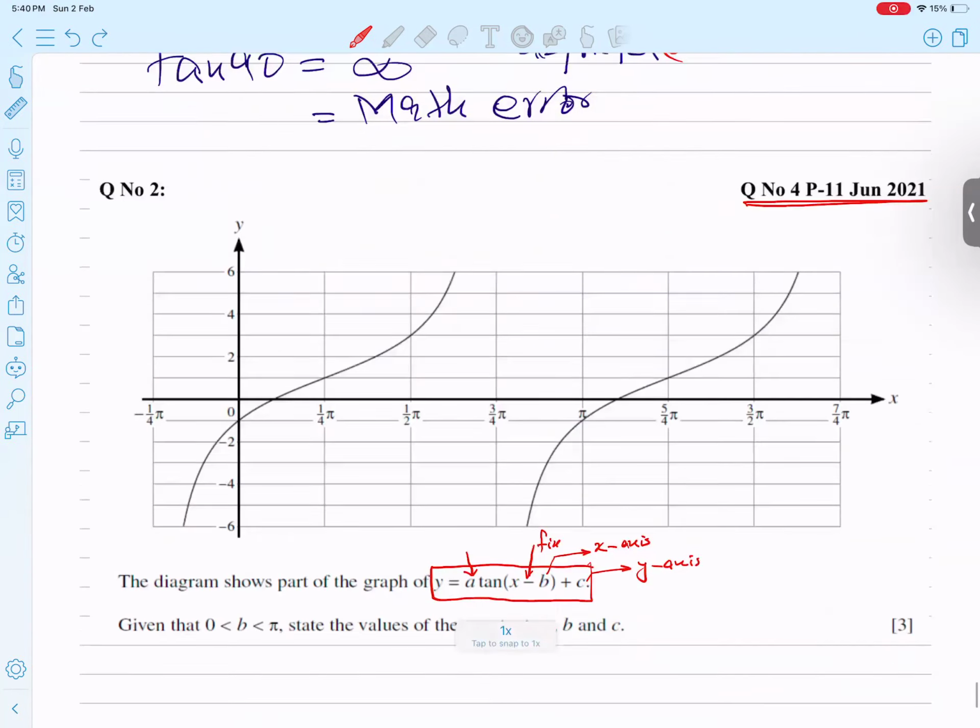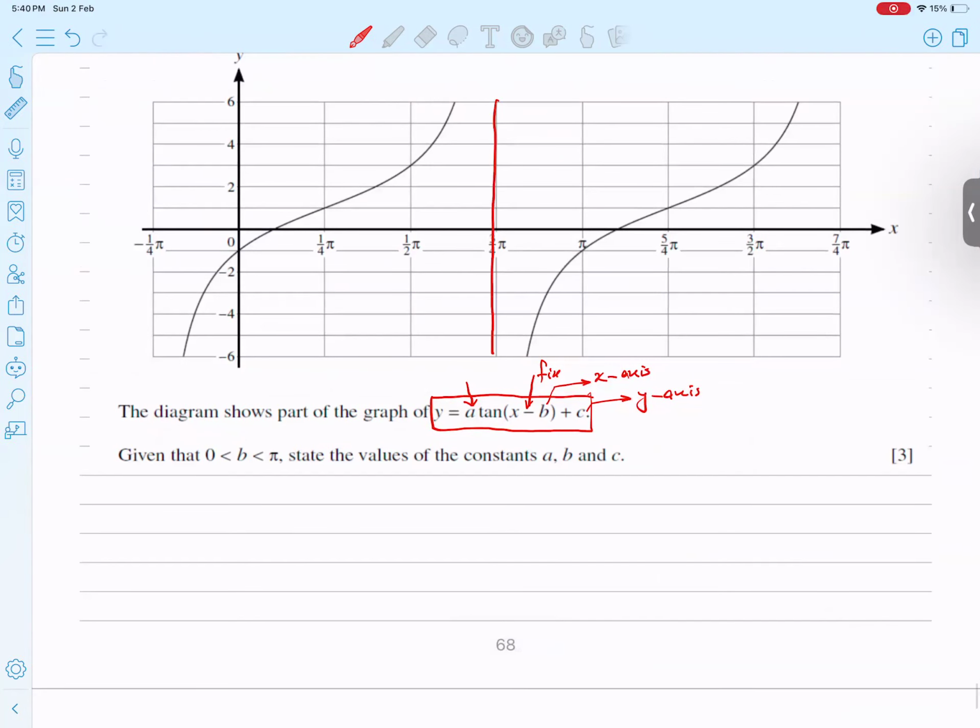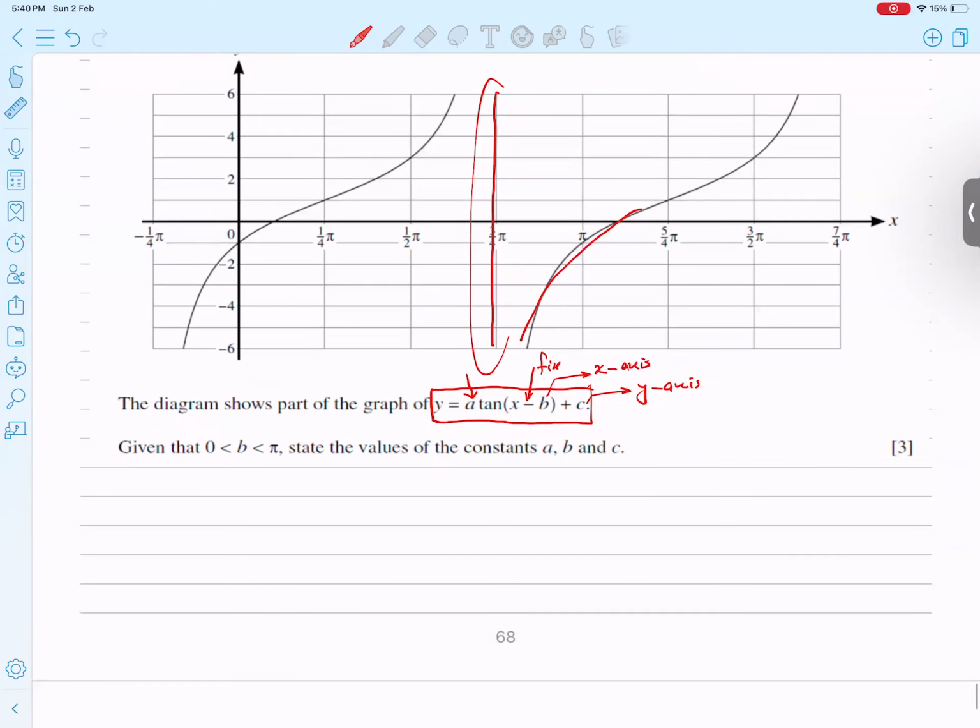But in this diagram, if you look carefully, the asymptote is here, because the graph is here. I make a dotted line for the asymptote. The asymptote came at 3 pi by 4. So originally the asymptote was at pi by 2, but it shifted here. So this is a shift along the x-axis. So we got the b value, alhamdulillahi rabbil alameen, in no time. The whole graph is shifted to the right side, so I can say the b value directly from the diagram.